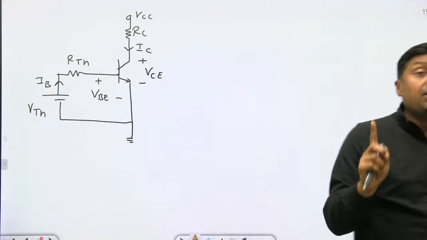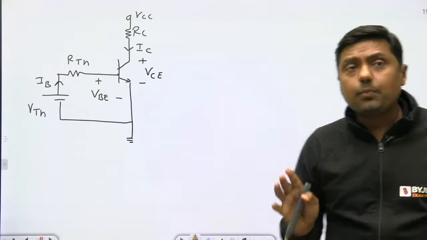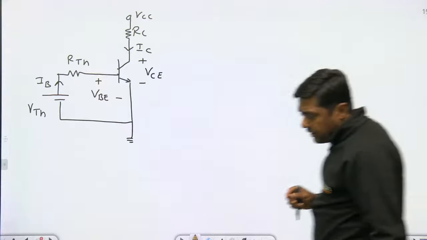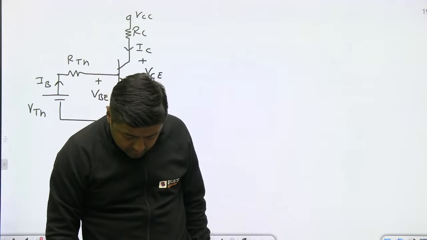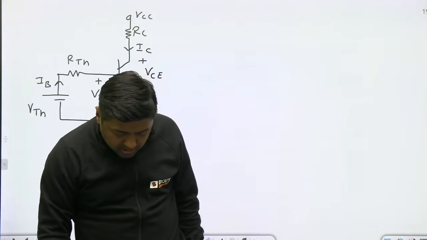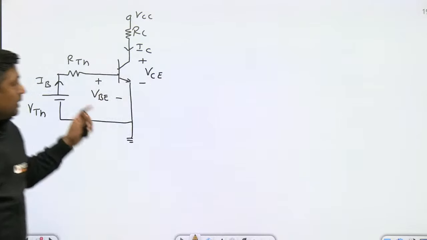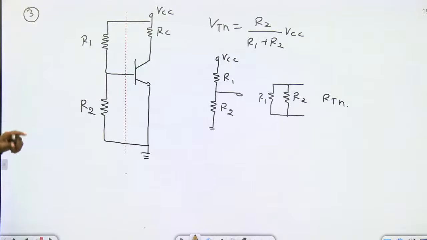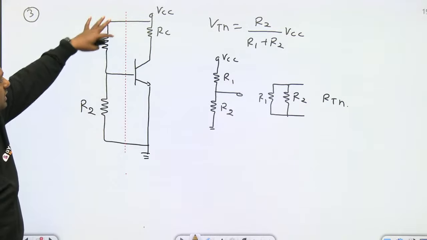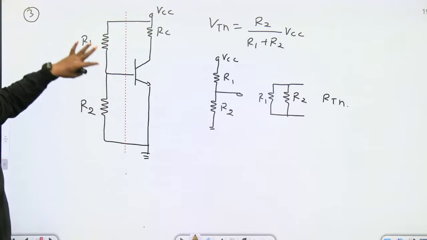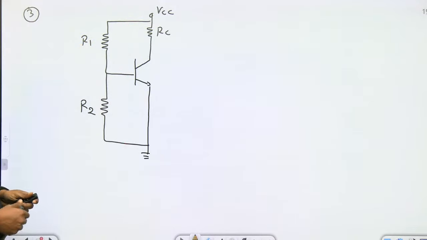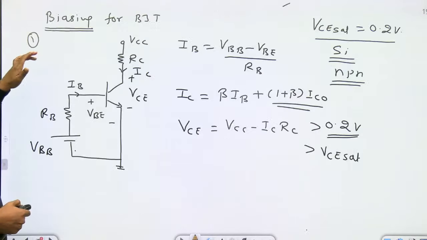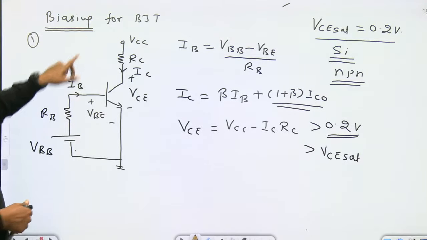Okay, it is a potential divider circuit. Any doubt in this circuit? So tell me whether it is a fixed bias or self bias circuit. This is again a fixed bias circuit because RE is not connected here. Here we are using the potential divider. In the first diagram we are using 2 batteries. In the second diagram we are using 1 battery only.